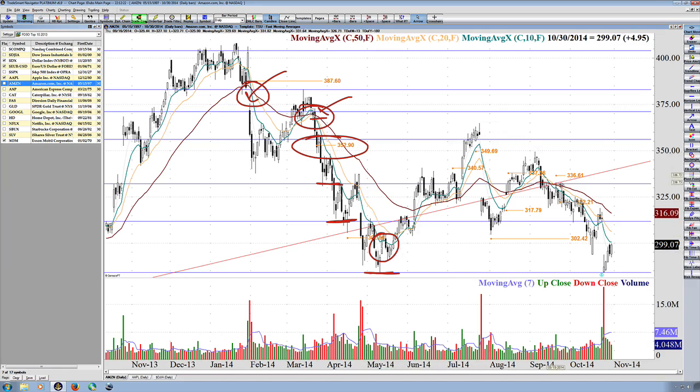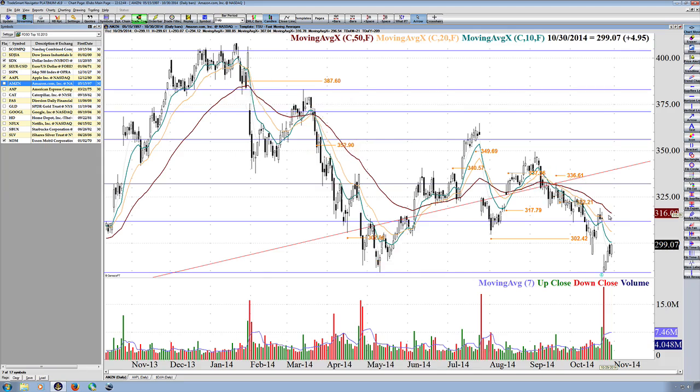We had a little counter move. Then look at what happened back here in September. I started putting bearish trades on Amazon back here in September. First entry was 322. And then after earnings, we gapped all the way down to our target. And now we've retraced a little bit. But notice we're still below all three moving averages.